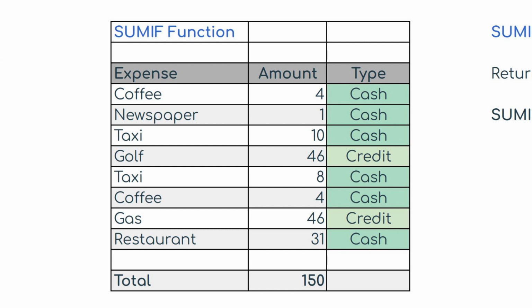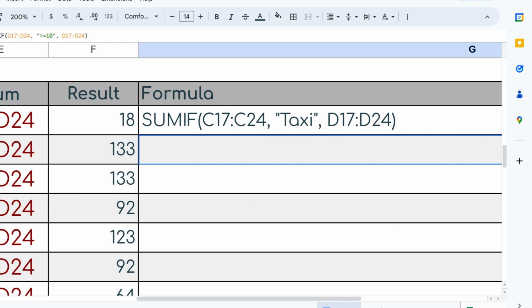We have some data here with the details of expenses for the day. The first column shows the expenses head, second shows the amount, and the third the transaction type, if it is cash or credit. Let us see how the SUMIF function works with different combinations of parameters. The first SUMIF formula finds the total of expenses in column D if the value of column C is taxi.